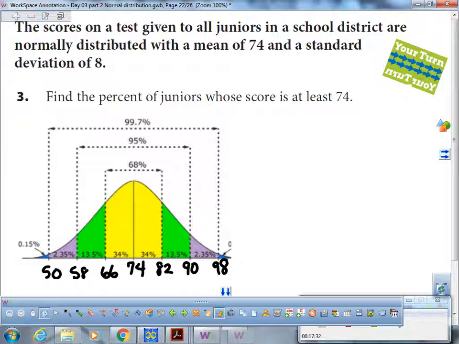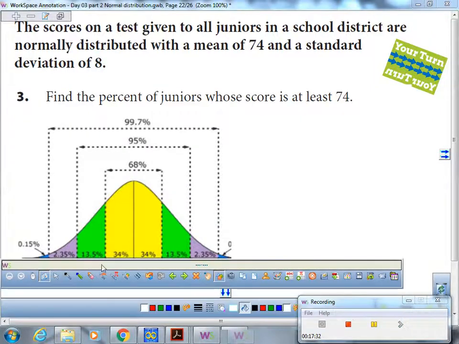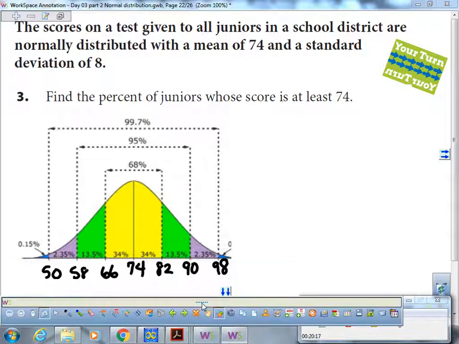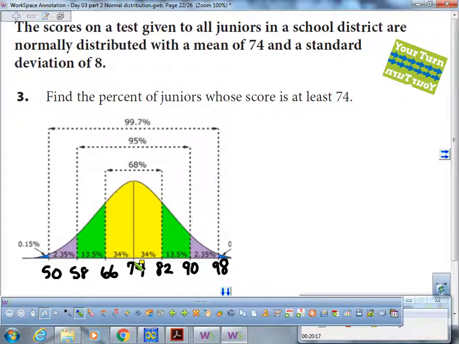This is where number sense comes in. No need to calculate it, right? Why? It's in the middle. The middle means half. Half is 50%, right? All right, so let's write it. At least 74 means 74 or above, which is half of the population, 50%. Okay, I think you guys are ready to finish up that worksheet. So do the back side.